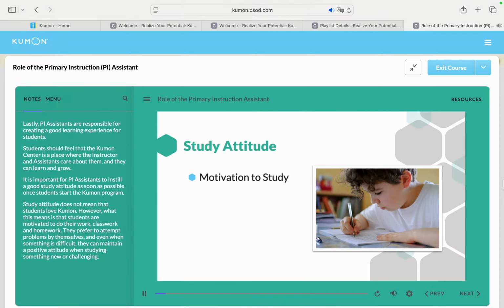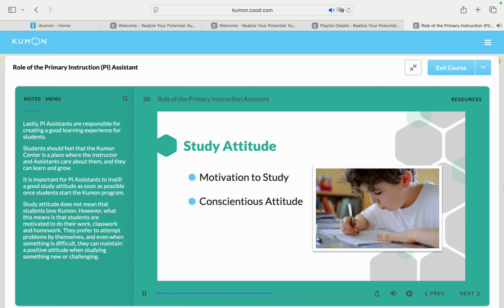PI assistants are responsible for creating a good learning experience for students. Students should feel that the Kumon Center is a place where the instructor and assistants care about them and they can learn and grow. It is important for PI assistants to instill a good study attitude as soon as possible once students start the Kumon program.